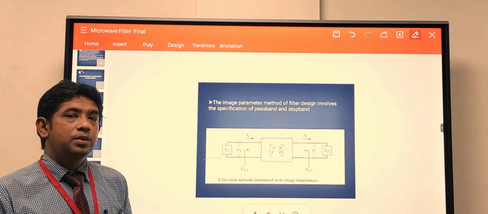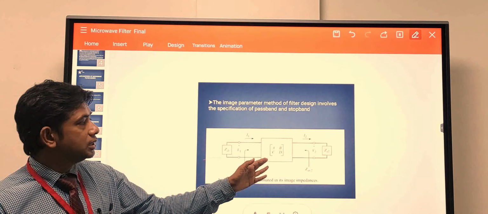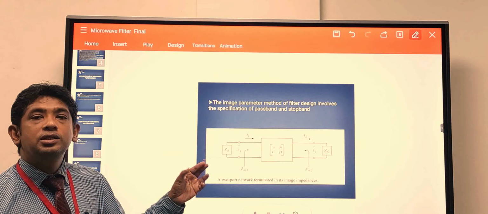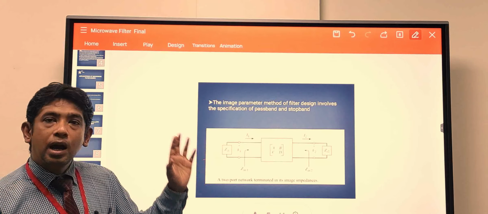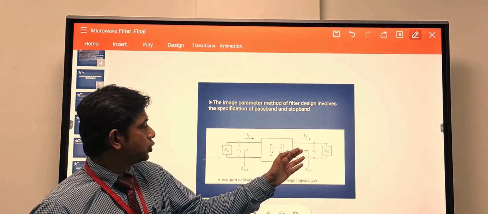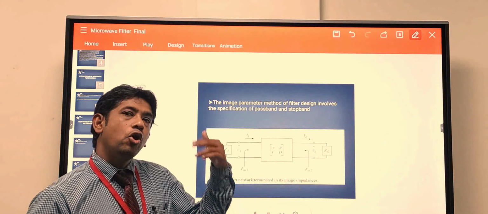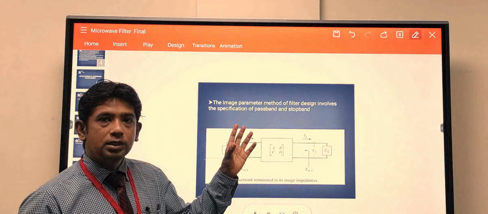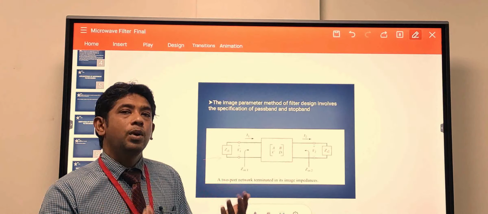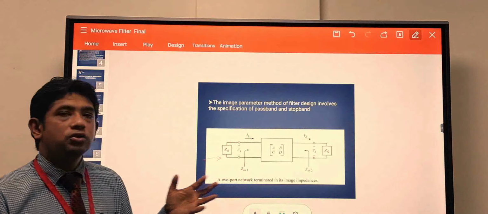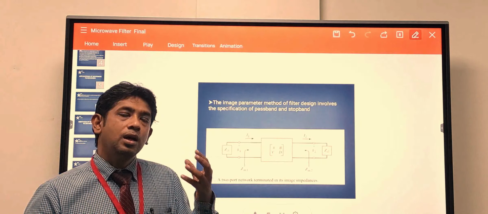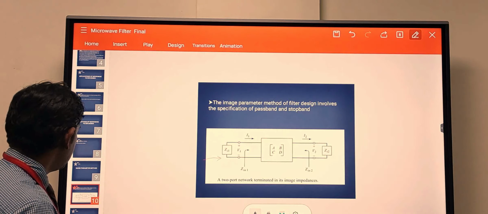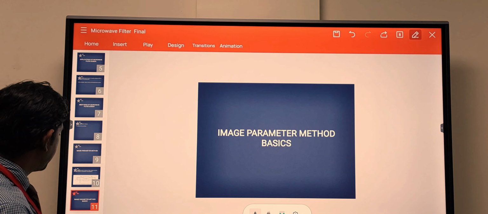The image parameter method involves the ABCD parameters, and this entire two-port network is terminated in its image impedances. We will now use the currents I1 and I2 and the voltages V1 and V2 in correspondence with the overall image of this process, and try to solve the equations that come along. This entire process will be discussed, and later we will discuss a summary of this method. Moving forward, the basics of the image parameter method.